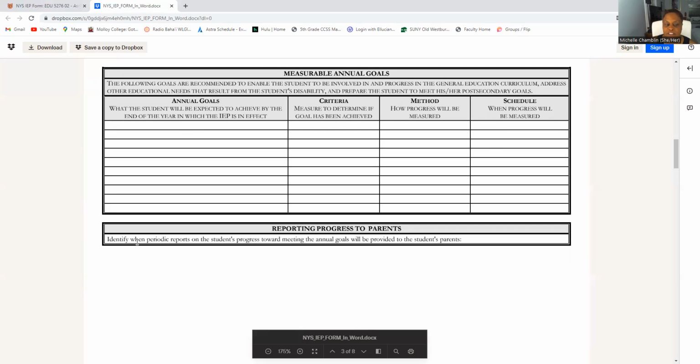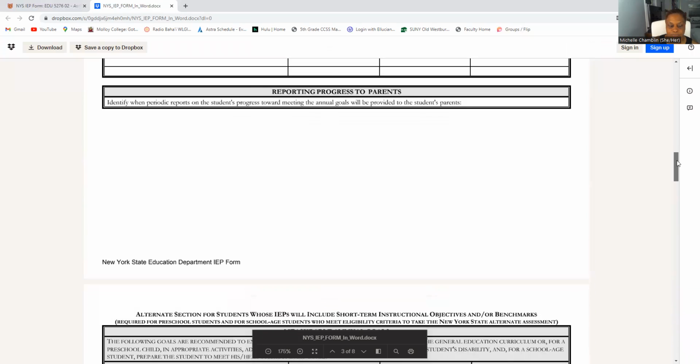Reporting progress to parents. So when are we going to report progress to students about the annual goals? In many cases, this may be quarterly, it may be with report cards. In a lot of cases, I've seen it with report cards, which is quarterly. So once it's on the IEP and it says we are going to report this, it needs to be done with consistency and in a systematic way. So that's why oftentimes it is reported with the report cards.